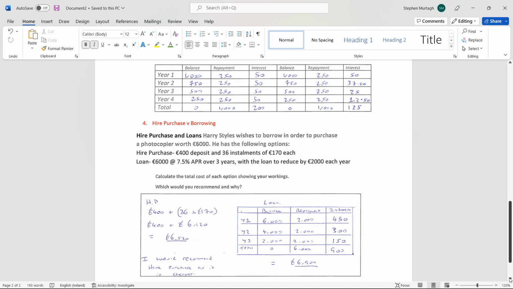So now, which would you recommend and why? Well, I would recommend hire purchase, as it is cheaper. And maybe just even to say, how much is it cheaper by? 6,900 minus 6,520, it is cheaper by €380.